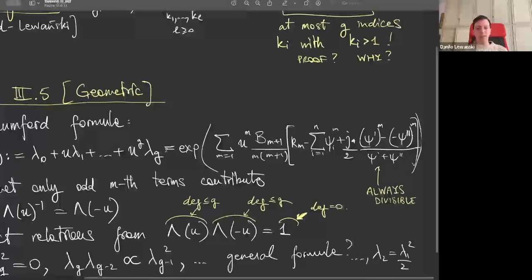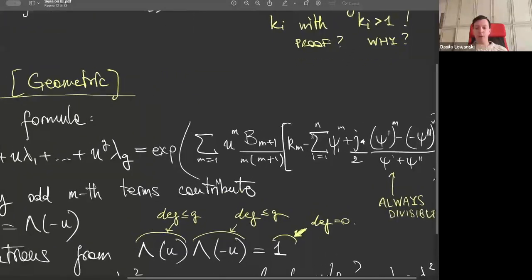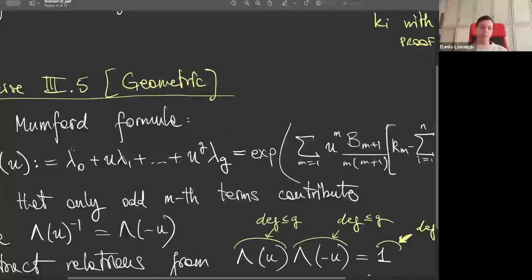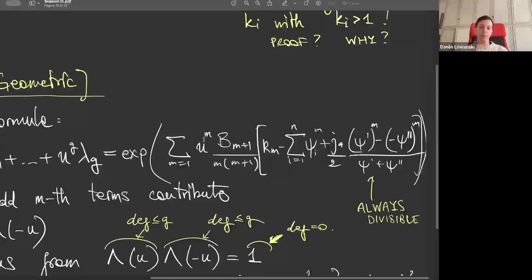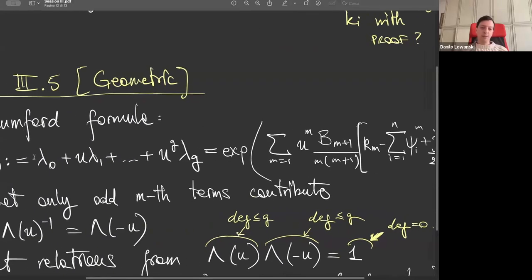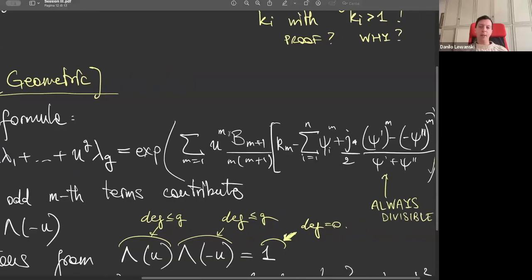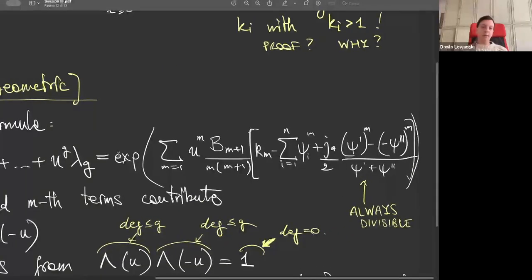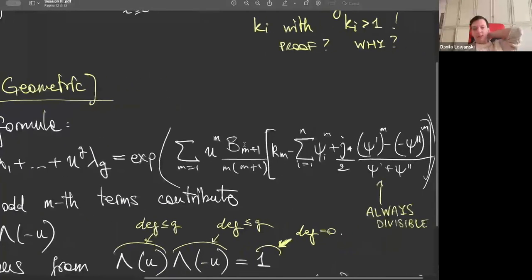And it's really some concrete formula that you can work with. For example, if you would like to compute lambda 0, well, that's clearly equal to 1 from this formula, because you don't want powers of u. So now you're forced to take 0 from here, and exponent of 0 is 1. So you can immediately compute lambda 0, and you can also immediately compute lambda 1. Lambda 1 would be obtained by removing this exponential and also selecting m equal to 1 from here. So lambda 1 immediately is just Bernoulli 2 divided by 2.